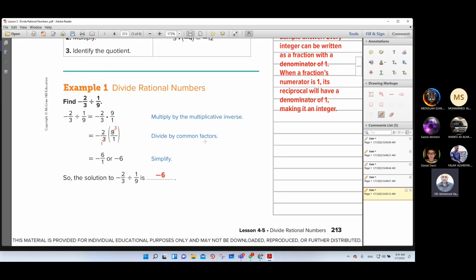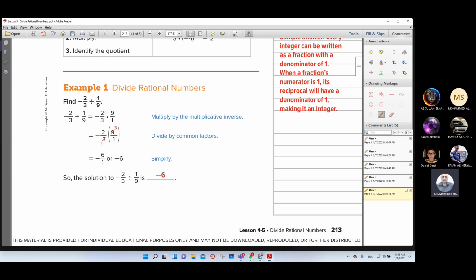For example, find negative 2 over 3 divided by 1 over 9. Keep the first number, write the same number, negative 2 over 3. Change from divide to multiply. Then find the reciprocal of 1 over 9, which will be 9 over 1, or 9.